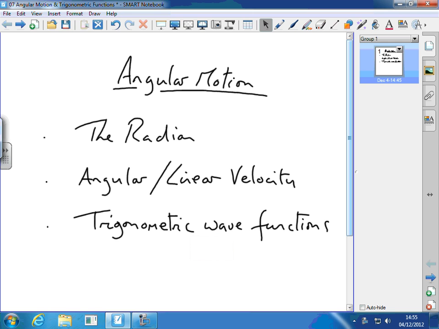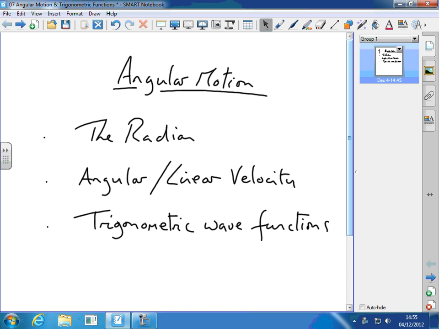So I want to look at those three topics today: the radian, where it comes from, the definition of the radian, and how we can convert from radians to degrees, which is the more normal unit for angle.